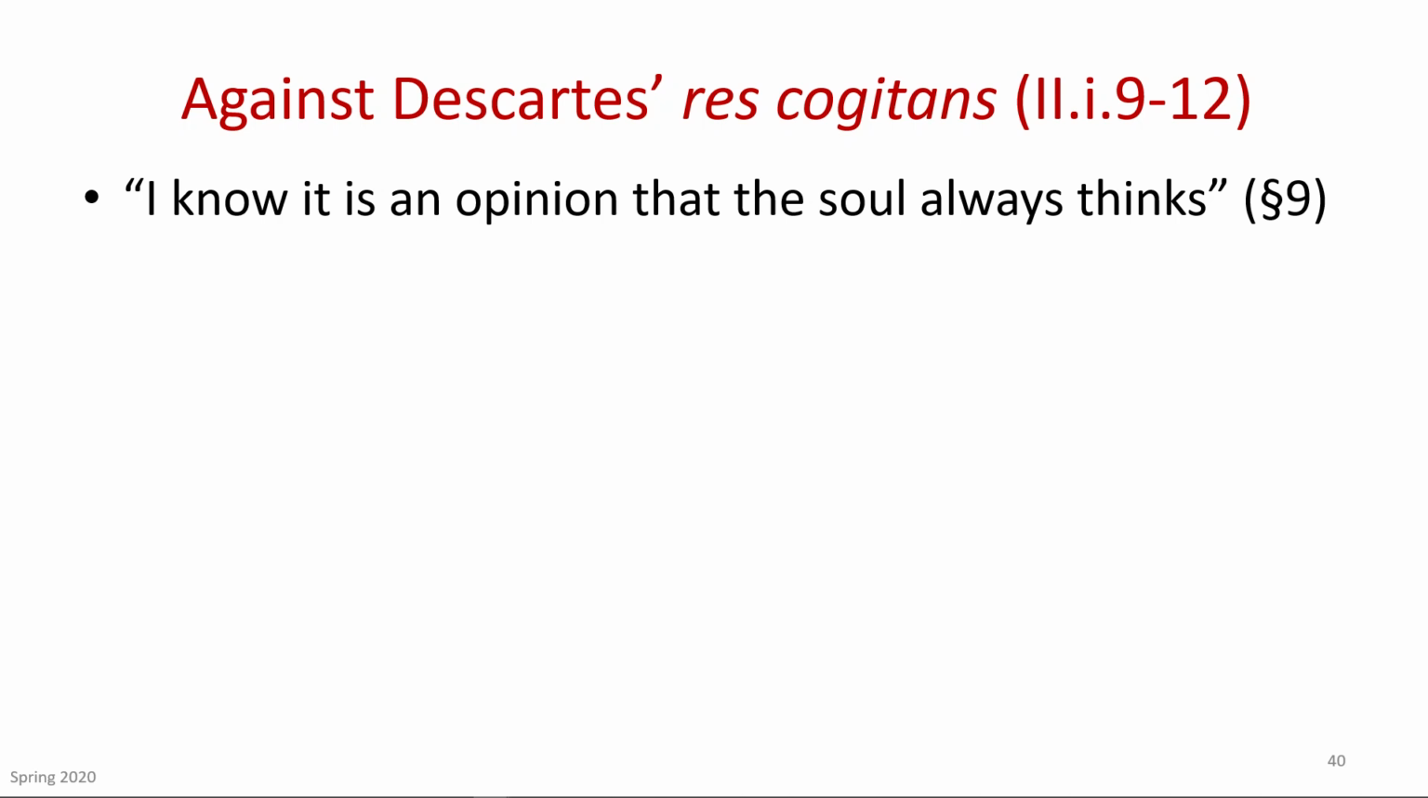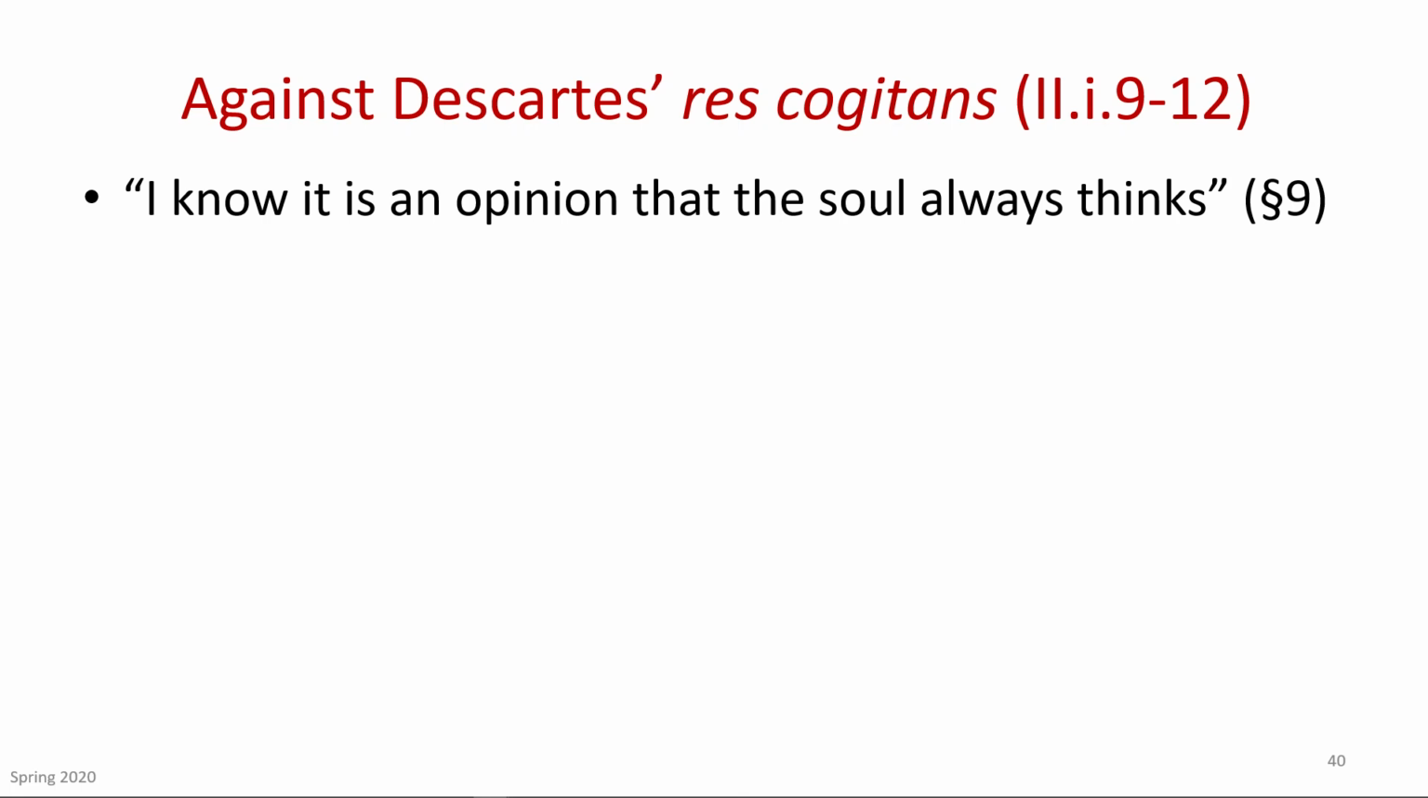And a bit later, in section 15, the middle of page 86 of our edition, Locke actually uses this term "thinking thing," and he references those who make the soul a thinking thing. So I think it's pretty clear that Locke has Descartes in mind.